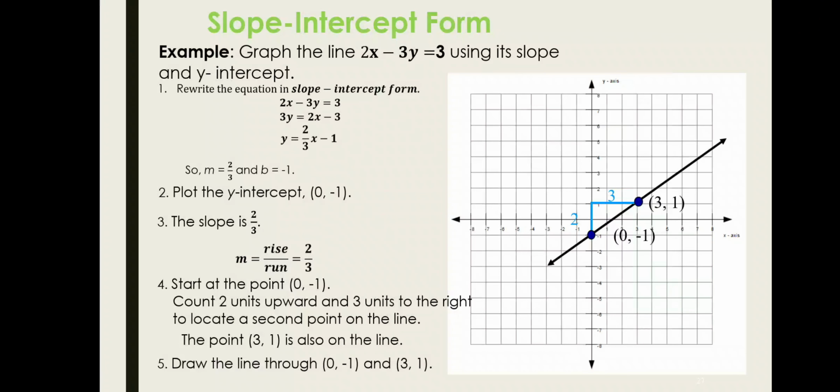If you still want to get the third point of the equation 2x minus 3y equals 3, from (3, 1), move 2 units up and 3 units to the right. We now have the third point with coordinates (6, 3). Observe that the third point (6, 3) is also part of the same line with points (0, negative 1) and (3, 1).